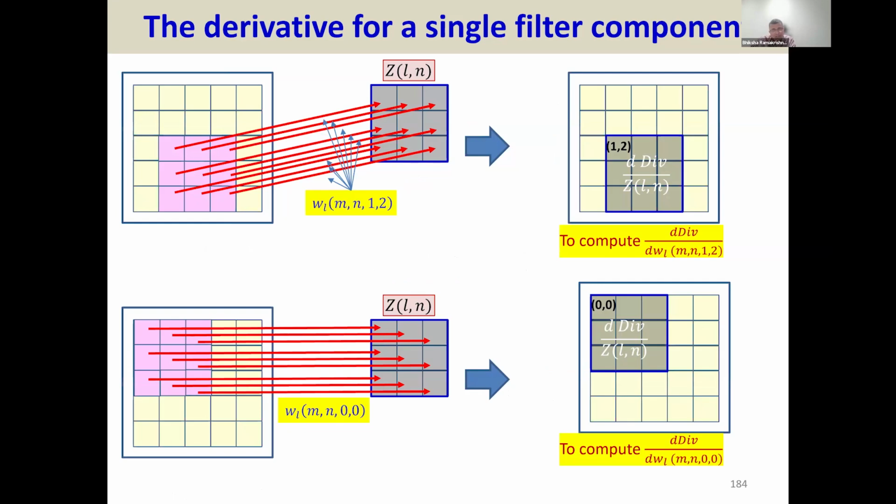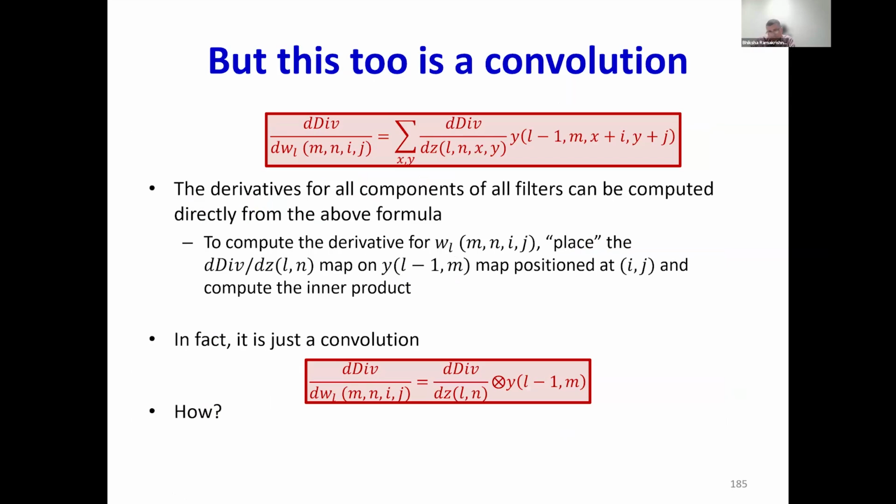But you'll have to sort of believe me on this. Here's what actually happens. This is the equation we have. The derivative of the divergence with respect to any ij element, Wij, sums over all the elements of the derivative map for the output channel. And the term that is summed is the product of the derivative of the divergence with respect to the xy element of the output map times Y x plus I, y plus J. And this is a convolution of this kind, right?